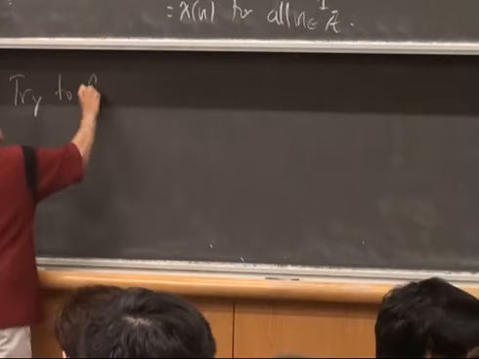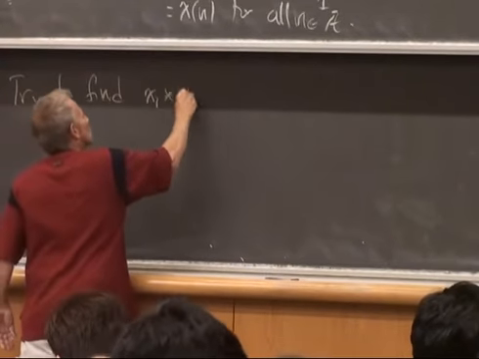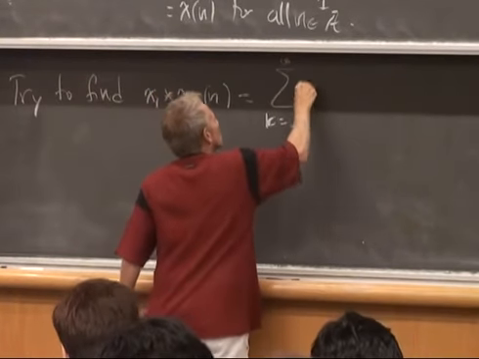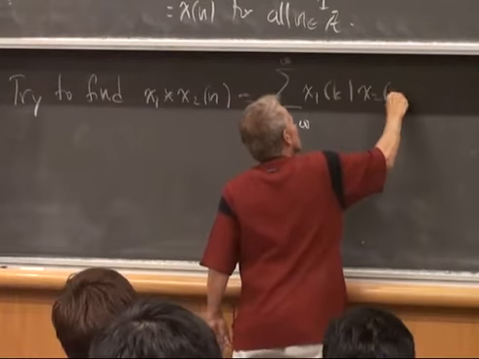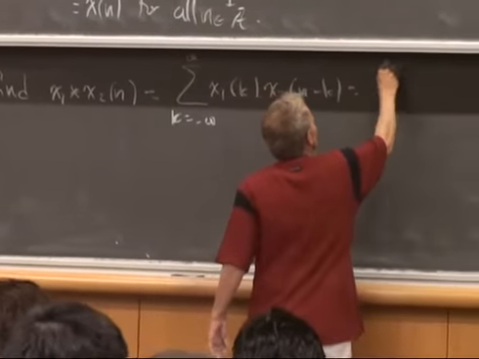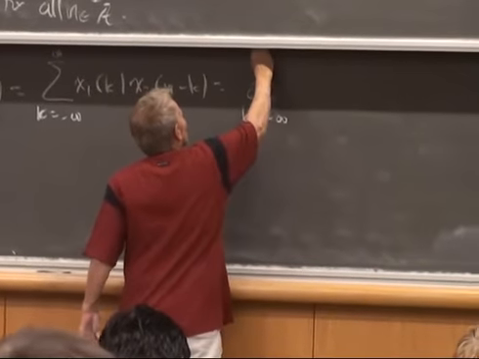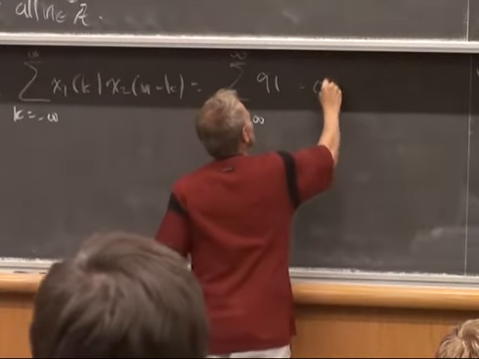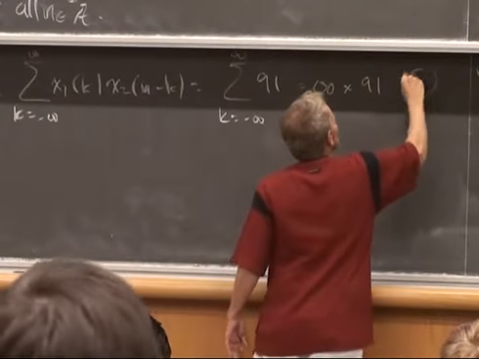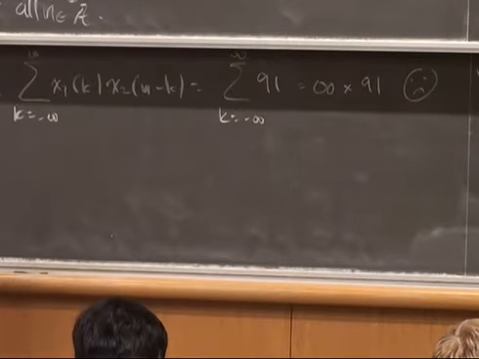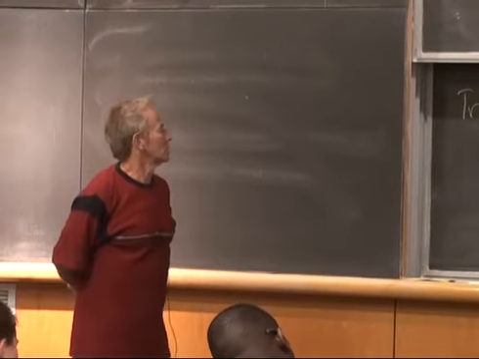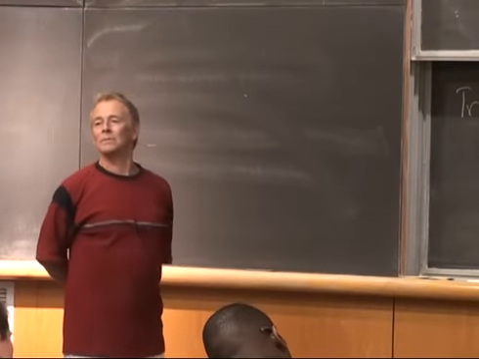So try to find x1 convolved with x2 of n. By definition, that would have to be the sum over all k of x1 of k times x2 of n minus k, which is equal to the sum over all k of 91, which is 7 times 13, which is infinity times 91, which is not a number. So bottom line is, you cannot compute the convolution of x1 with x2 of n. The infinite sum defining x1 convolved with x2 of n fails to converge for any n.